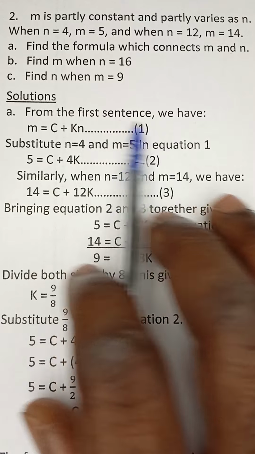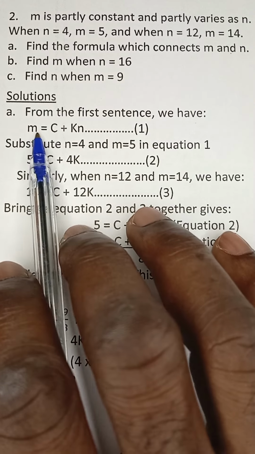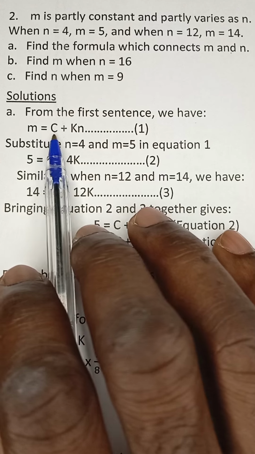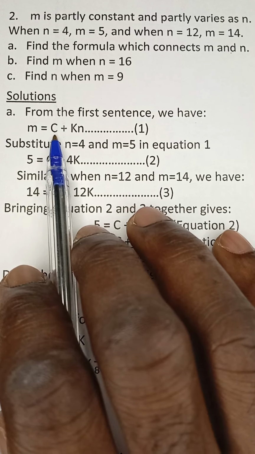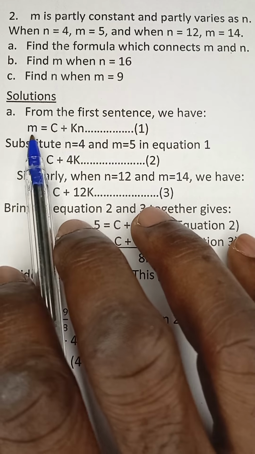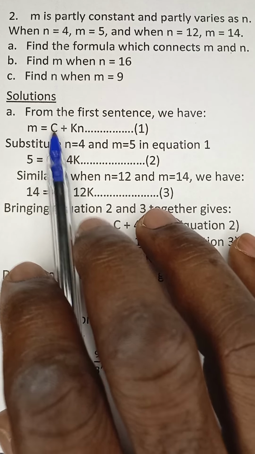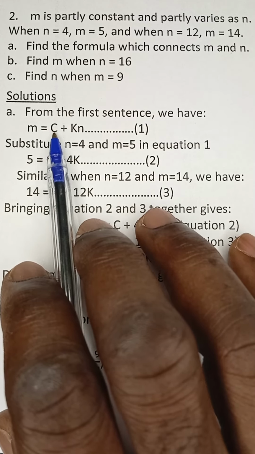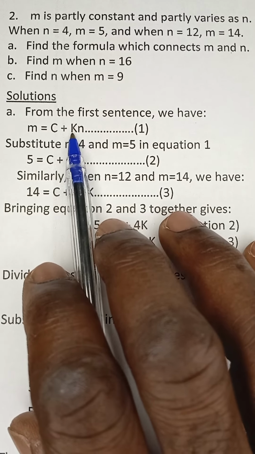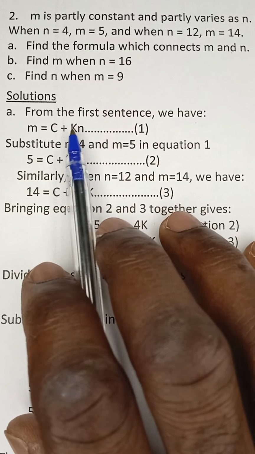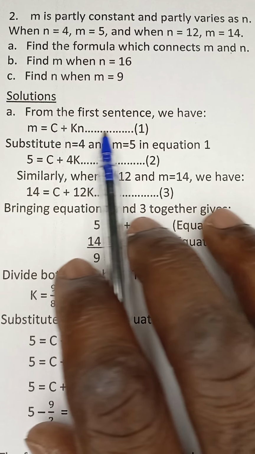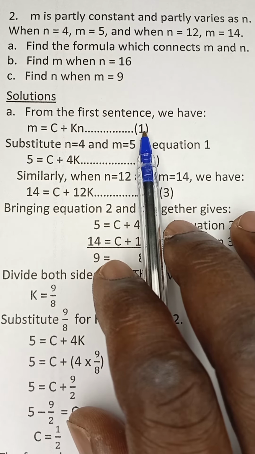Now, from the first sentence, we are told that m is partly constant and partly varies as n, that is, varies directly as n. So we're going to say m is equal to c. This c means it is partly constant, the first constant, then plus partly varies directly as n. So we're going to introduce another constant k with n to show the direct variation: kn. So this is equation 1 from that sentence.